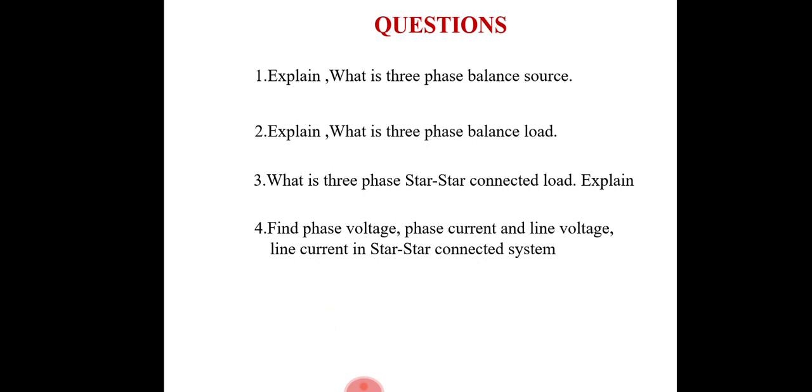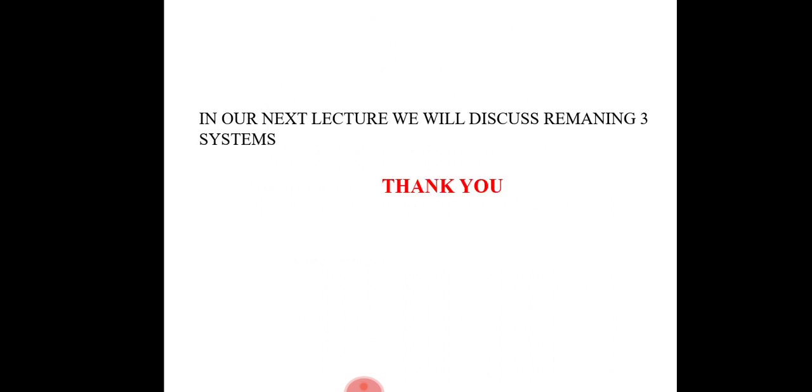Now the questions covered in this session are: first, explain what a three-phase balanced source is, explain what a three-phase balanced load is, what a three-phase star-star connected load is, and explain and find phase voltage, phase current, line voltage and line current in a star-star connected system. In our next lecture we will discuss the remaining three systems. Thank you.